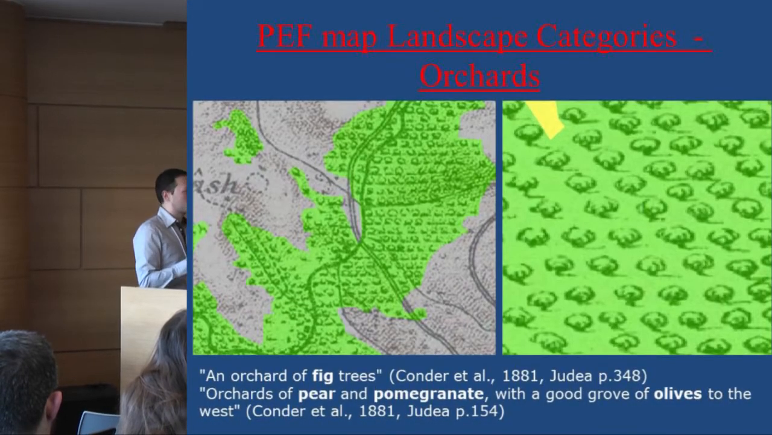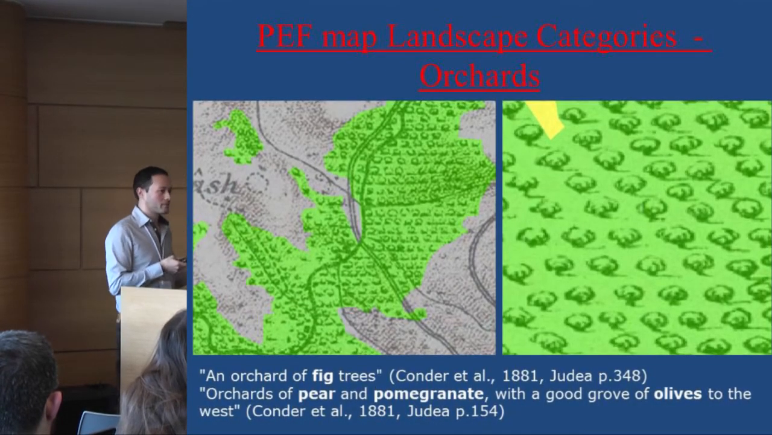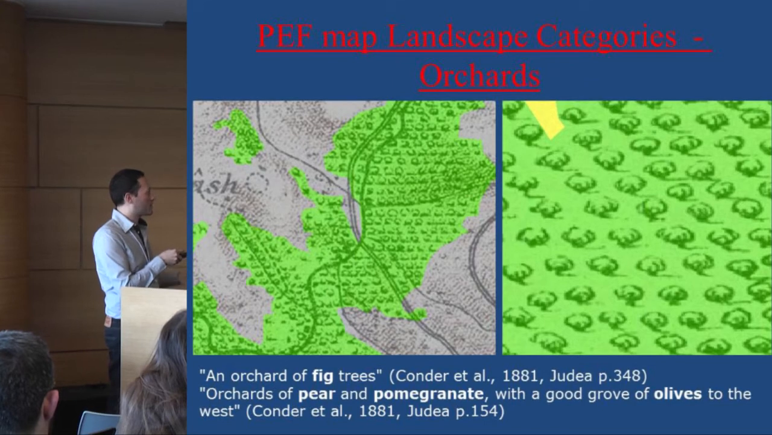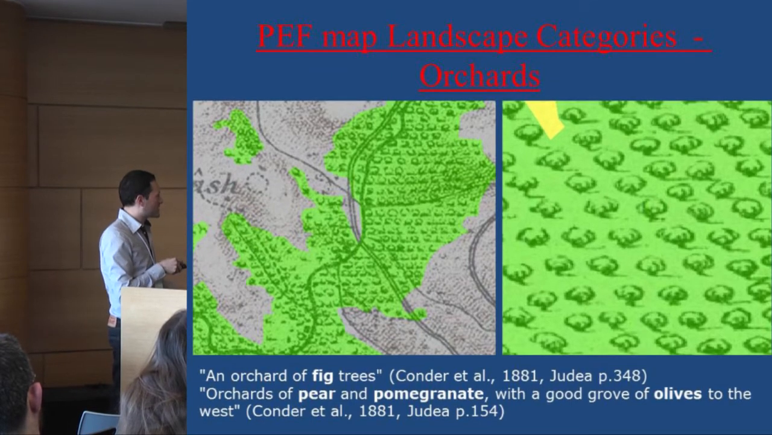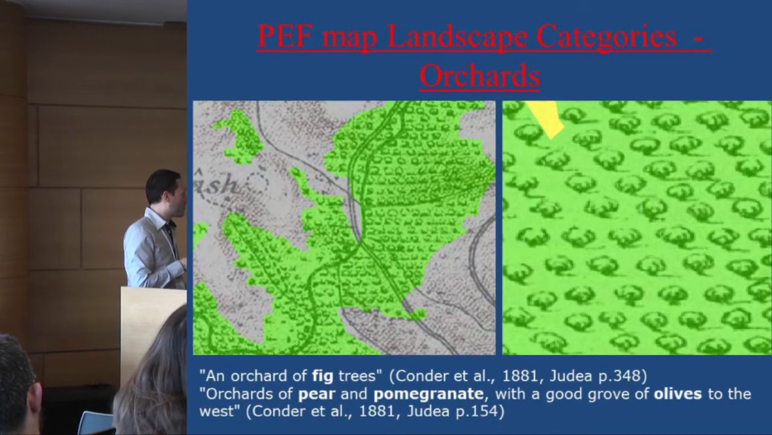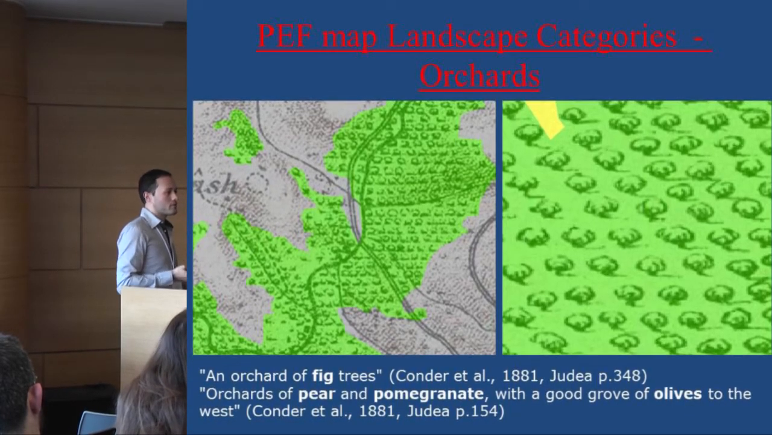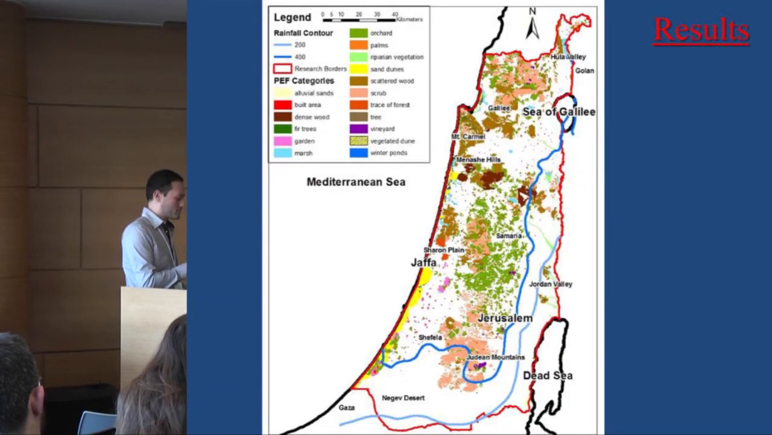As I said previously, we also use some of the PF books because on the map, as you see, you have orchards, but you don't know more. If you want to know a bit more about what the orchards are, you can go back to the books. Here we have a sentence, for example, an orchard of figs, or an orchard of pear, pomegranate, and a good grove of olive trees. So if we wanted more details, the books are the place to search for them.